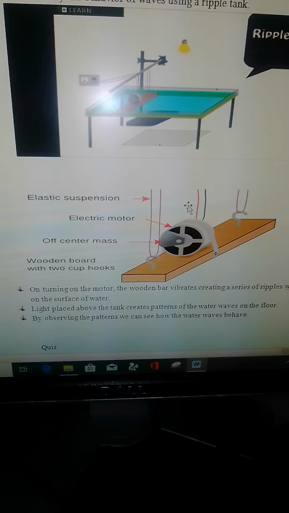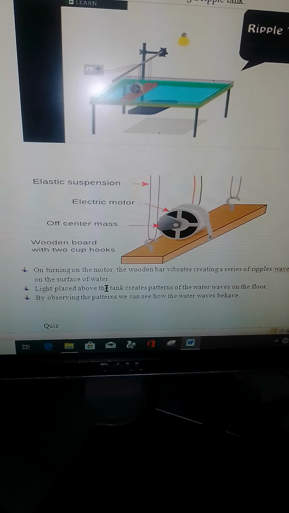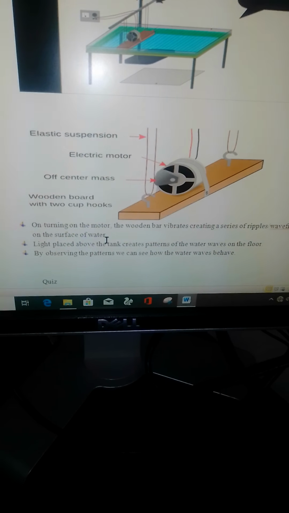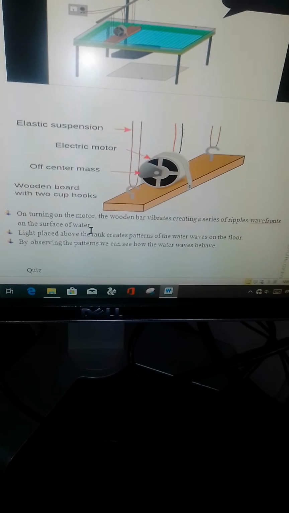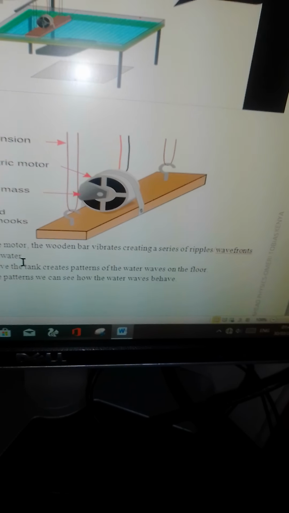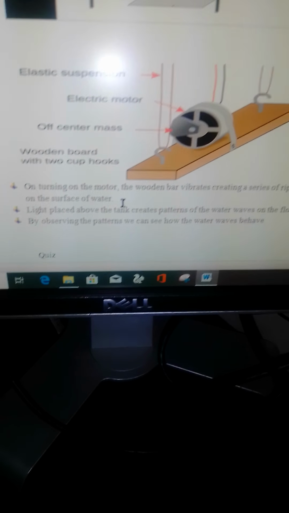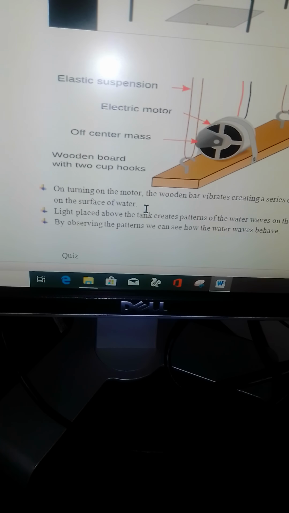Now, in real sense, this is a demonstration of what a ripple tank looks like. And there's an elastic suspension, an electric motor with an off-center mass, then a wooden bar with two cape hooks. On turning on the motor, the wooden bar vibrates, creating a series of ripples, what we call wavefronts, on the surface of water. We shall see that in our practical shortly. A light placed above the tank creates patterns of the wave on the floor. By observing the patterns, we can see how the water waves behave.